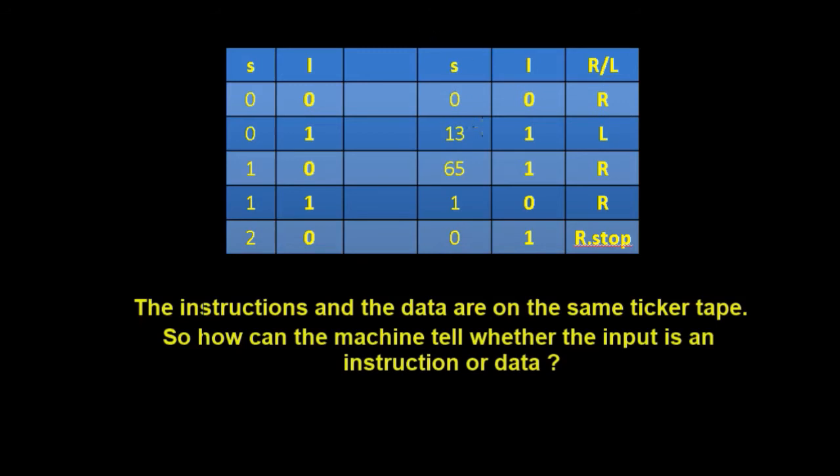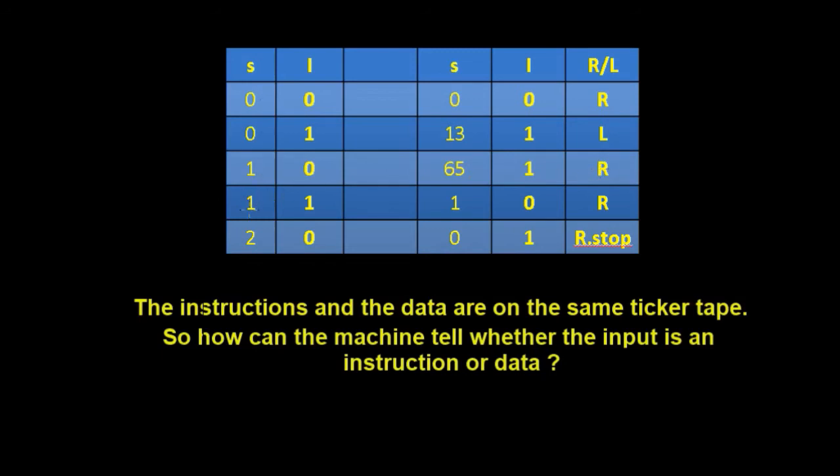So if we talk through some of these, we could say where internal state 0, the input's a 0, then the internal state remains a 0, the input remains a 0, we move one position to the right. If the internal state is a 0 and we receive a 1, then we get into a different internal state, let's say some random internal state, we call it 13. And the input then remains at 1 and we move one position to the left. If we're in internal state 1 and the input is a 0, we go to internal state 65 and we change the input to a 1. And then we move one position to the right.